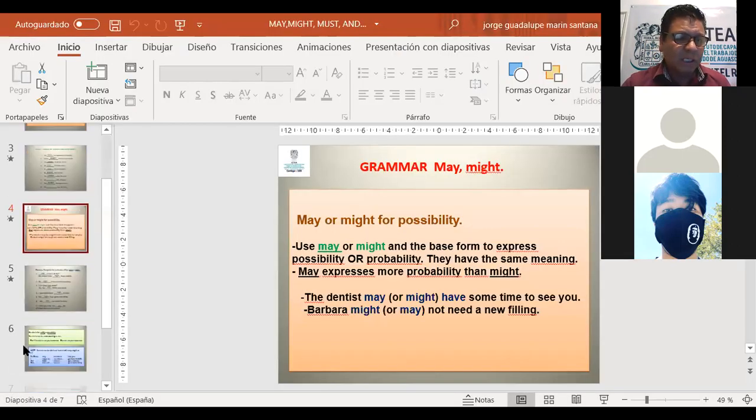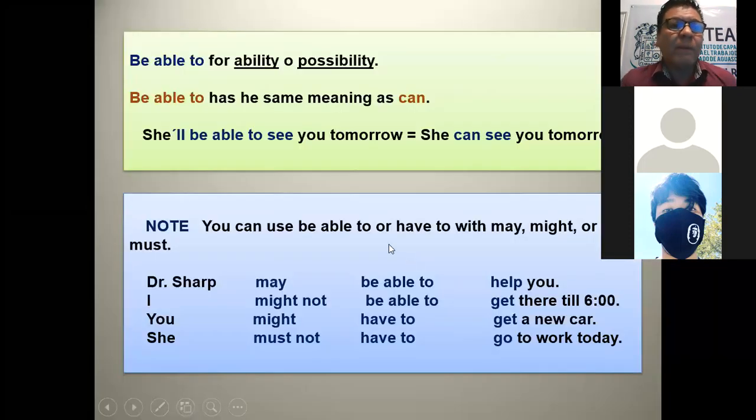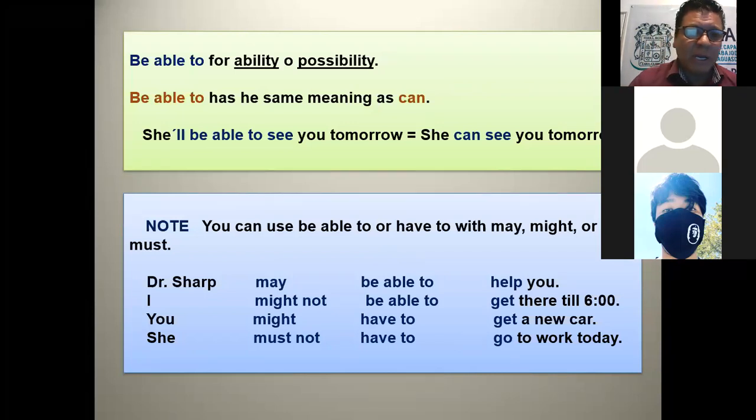Then we continue talking about be able to, and we say that it is used for ability or possibility. And we have one note that you can use be able to or have with may, might, or must.